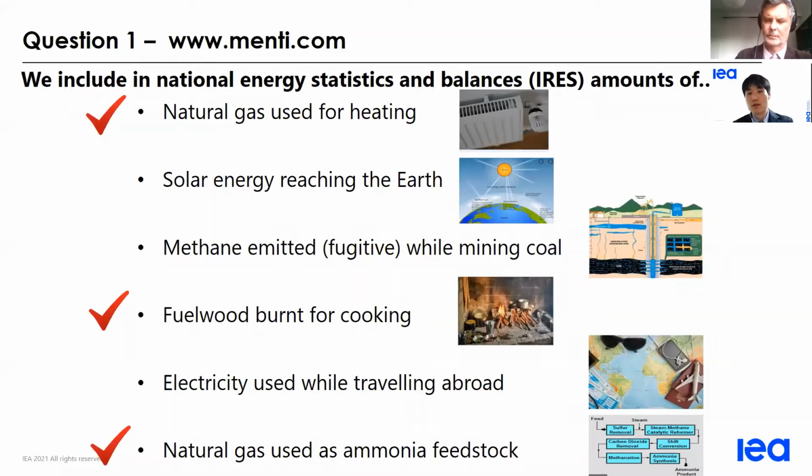And lastly, electricity used while traveling abroad. There is one scope mentioned earlier, which is the territory reference. So, for example, electricity while we travel abroad, that consumption should be included in the nation where the actual consumption occurs. So this should be out of our scope.